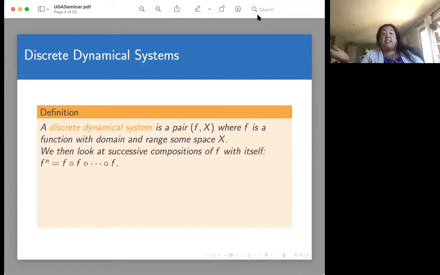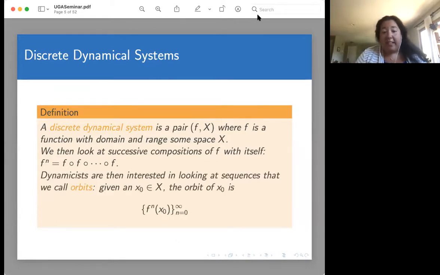Since f has the same domain and range, I can take compositions of f with itself. I can look at successive iterations of f of f of f of f, however many times. Dynamicists like myself are then interested in what we call orbits. These are sequences where, if I have an initial starting value x naught somewhere in that domain X, the orbit of that point is what happens if I just hit that point with f over and over again. So I'll look at x naught, then f of x naught, then f of f of x naught, and so on and so forth. So we're creating these sequences.